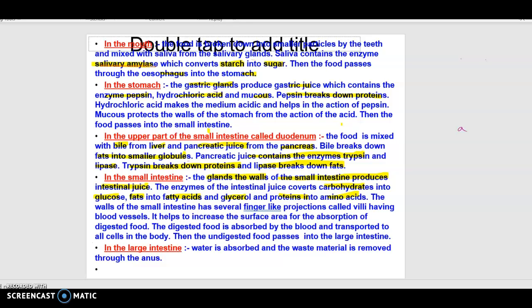The walls of the small intestine have several finger-like projections called villi, having blood vessels. They help to increase the surface area of absorption of digested food. The digested food is absorbed by the blood and transported to all cells in the body. Then the undigested food passes into the large intestine. In the large intestine, water is absorbed and the waste material is removed through the anus. Now I'll explain one by one about the process.